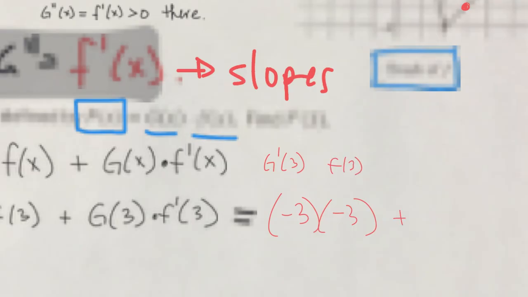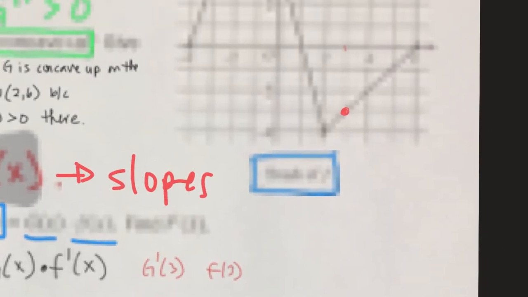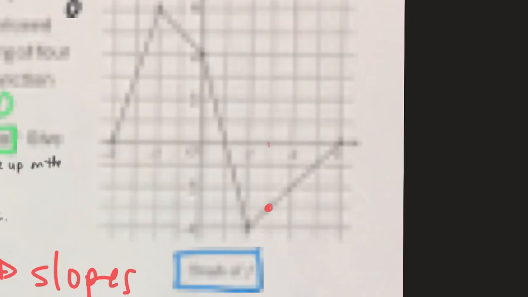Plus g of 3. Well, g is defined as the integral from 0 to 3 of f of t dt. Right? G is defined as an integral. So how do we find the answer of this integral? We look at the area under the curve. Anytime we're evaluating an integral from a picture, we're finding the area under the curve. So from 0 to 3, let's see, what do we have?